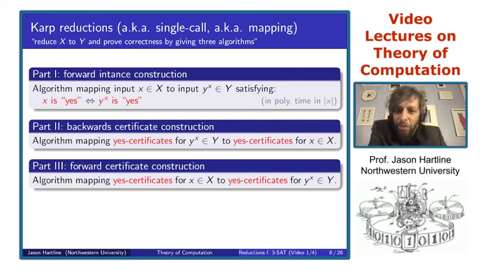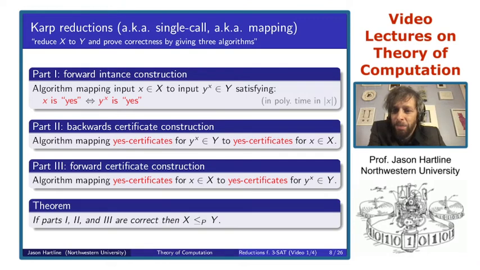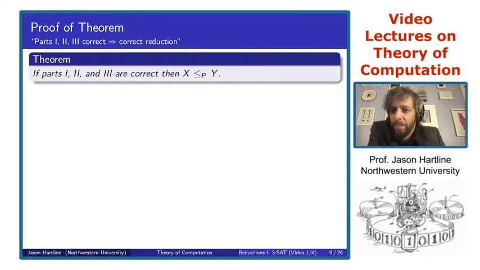And if you are able to provide these three algorithms, then you have a proof that X reduces in polynomial time to Y. In particular, parts 2 and 3 are the if and only if proof that X is yes if and only if Y super X is yes. And on the next slide, we'll see exactly this proof in detail. Okay, so we want to see that if parts 1, 2, and 3 of this approach, these algorithms, are all correct, then X reduces to Y.